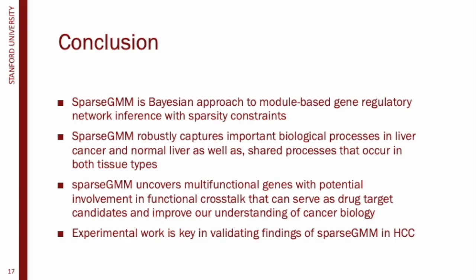To conclude, sparseGMM is a Bayesian approach based on a generative model that combines module-based gene regulatory network learning with sparsity constraints. sparseGMM robustly captures important biological processes in liver cancer and normal liver, as well as shared processes that occur in both types of tissue. sparseGMM uncovers multifunctional genes with potential involvement in functional crosstalk that can serve as drug target candidates and improve our understanding of cancer biology. And finally, experimental work is key in validating findings of sparseGMM in HCC.